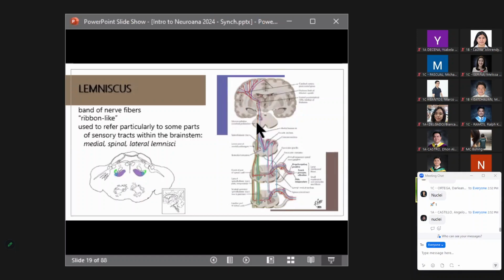In this cross section image on the left, this is a cut at the level of the pons. That's how these lemnisci are arranged, in a particular position. You will be able to identify them later when you go to the cross sections of the brainstem. So that's lemniscus. They are made up of white axons of ascending tracts or sensory tracts.